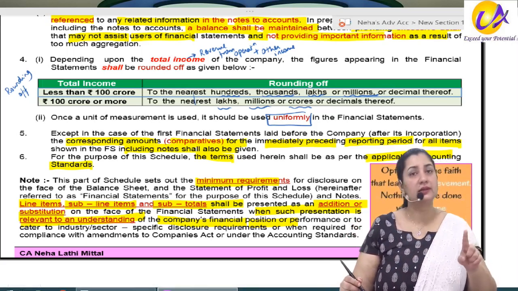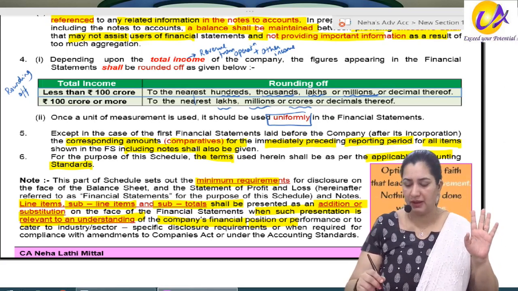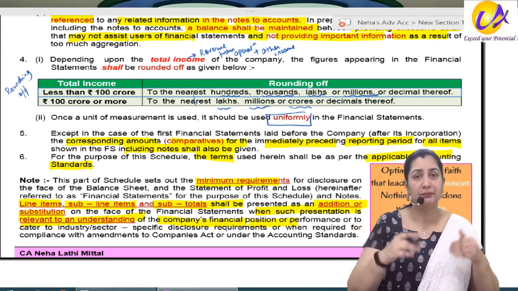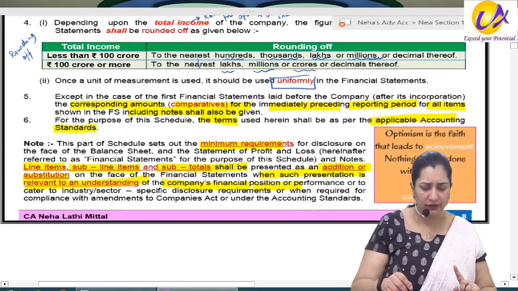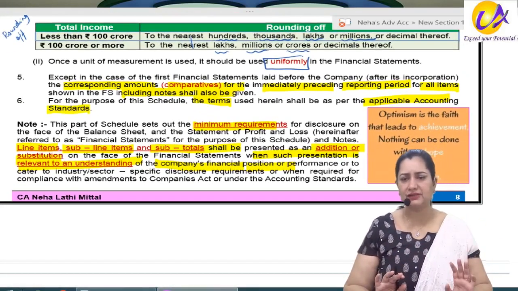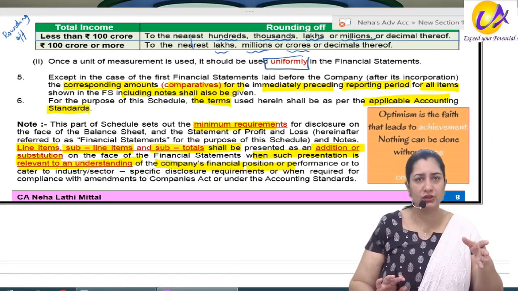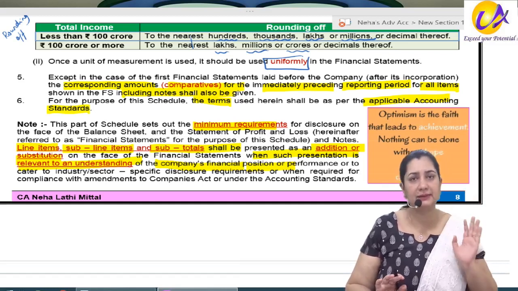Whatever you use, you have to use uniformly throughout. Means if I'm doing my balance sheet in crores, I cannot do my P&L in lakhs. Not allowed. My notes, my balance sheet, P&L, cash flow, everything should be in one single rounding off point. Okay. So uniform. Next, fifth point says that whenever you're giving current year figures, you have to give previous year figures also. That is, corresponding comparatives are compulsory.